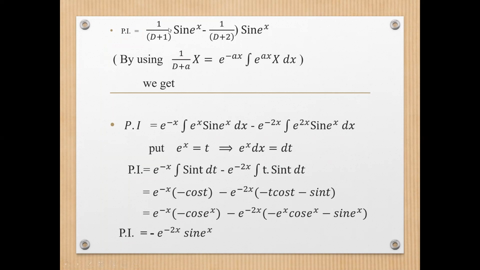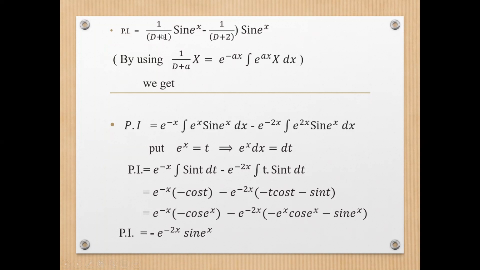See here, 1 upon D plus 1 sin e raised to x. We know this formula: 1 upon D plus a of X is equal to e raised to minus ax integration e raised to ax X dx. We have to use this formula. See first this term, do not look at this term. Okay, we will solve these two terms simultaneously, but firstly focus on this first term.